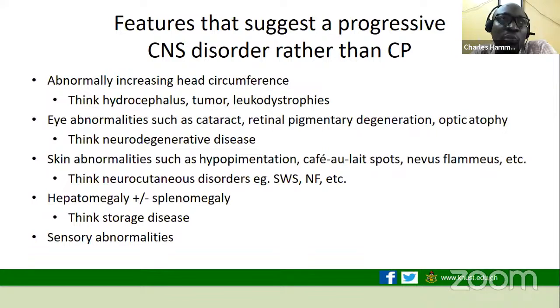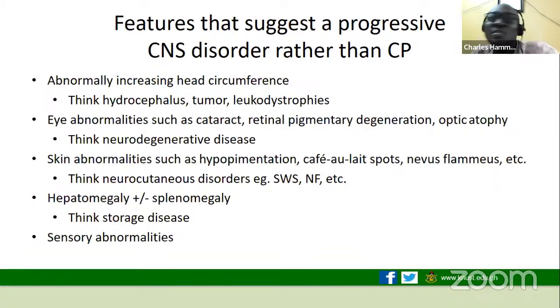If you send a patient to ophthalmology and they say he's got retinal pigmentation, look for neurodegenerative disorders. If you have skin manifestations such as hypopigmentations, cafe au lait spots, think of neurocutaneous manifestations. If you have organomegalies like hepatomegaly, splenomegaly, think of storage diseases. All these will present with neuro-disabilities, but it doesn't mean they are all cerebral palsies.